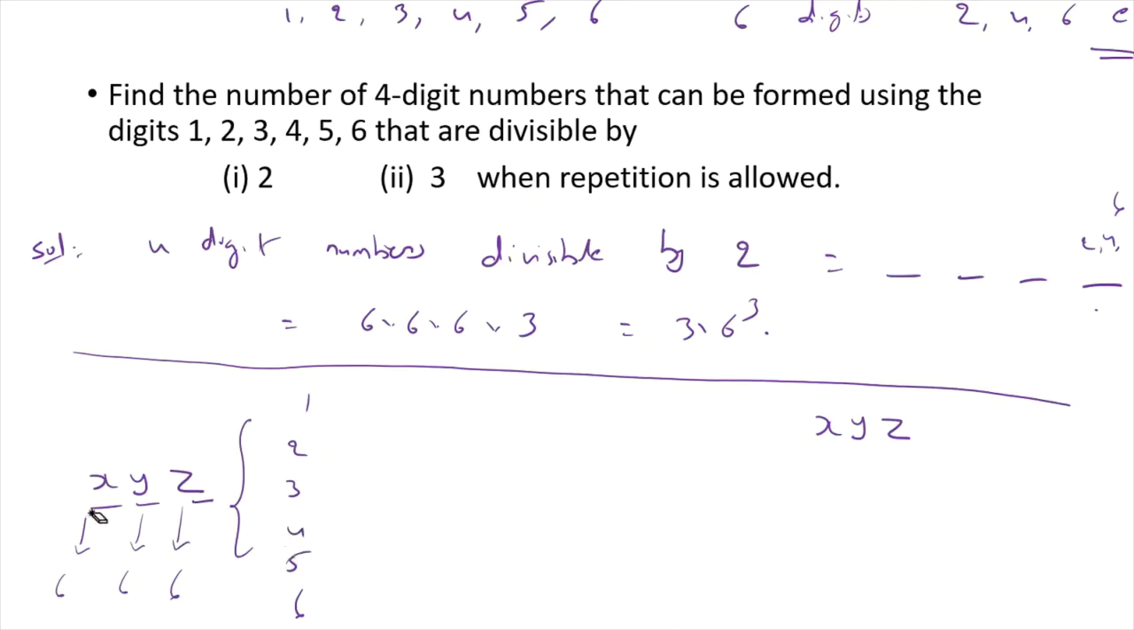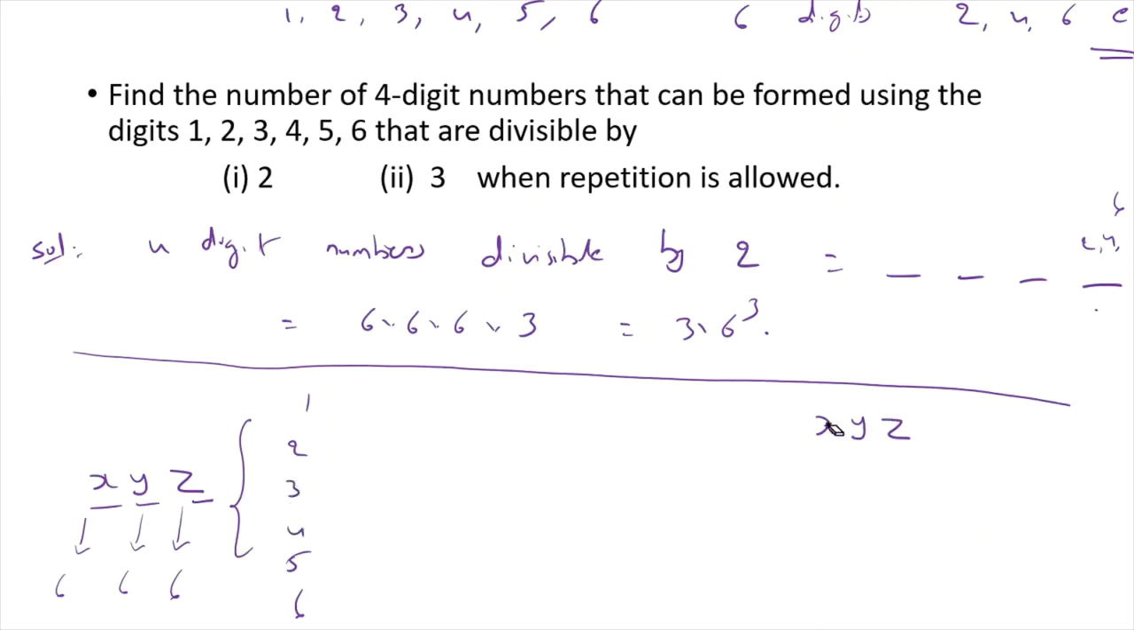So xyz1, xyz2, xyz3, xyz4, xyz5 and xyz6. These are the 6 consecutive numbers that we are going to form. So out of any 6 consecutive numbers, there are exactly 2 numbers which are divisible by 3.